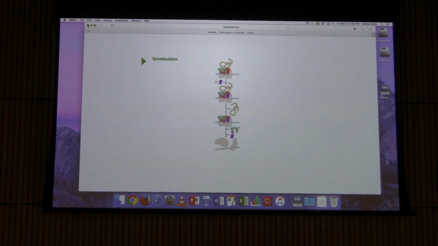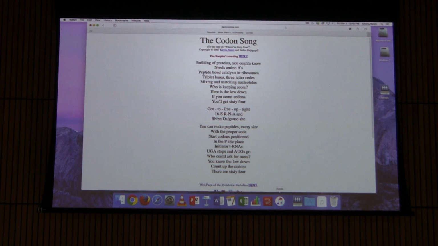I'll repeat the end part of this at the next thing. I have a fun song today, and that is the codon song.